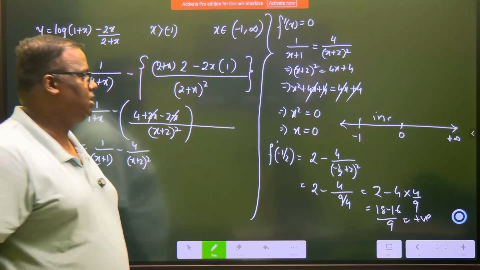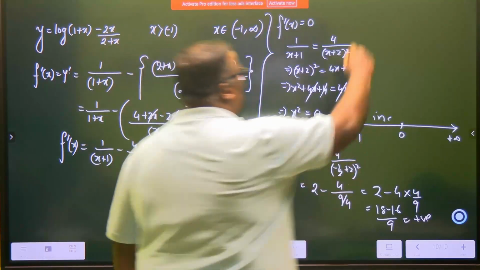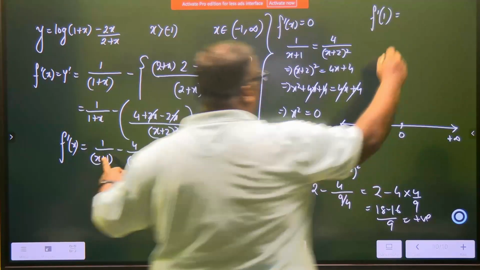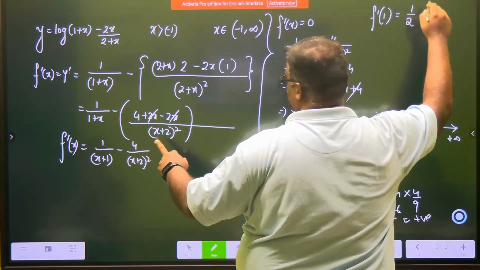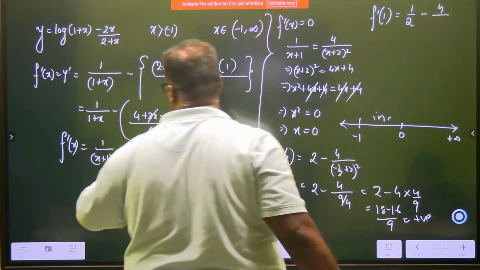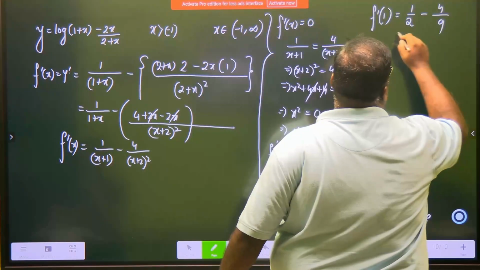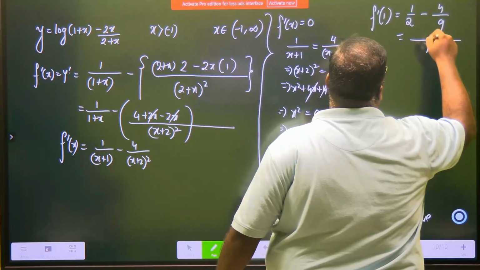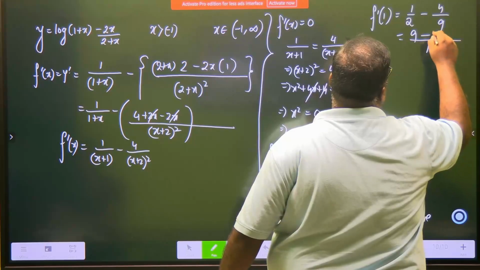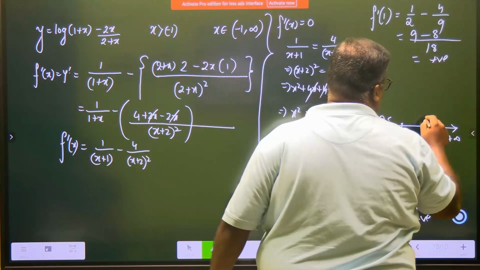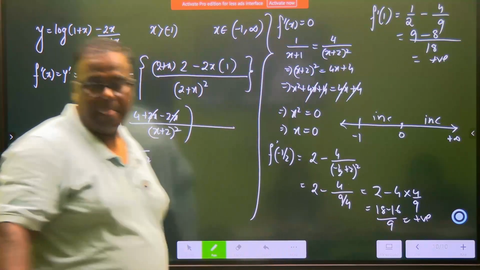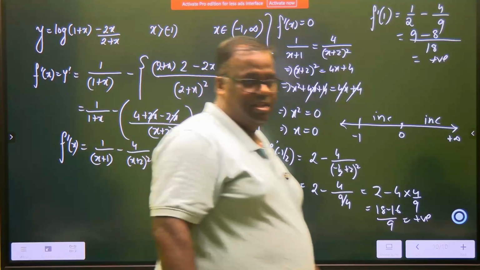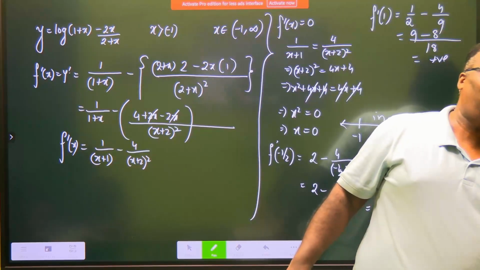No questions asked. Correct? And let's see f dash of 1 now. If you take 1, this becomes half minus 4 by 1 plus 2 is 3. 3 square is 9. 9 and 2 makes it 18. 18 means 9 minus 8 by 18, which is also positive. The function is increasing. All you need to have is a little bit of patience. If you have patience and if you are careful, you should get it.